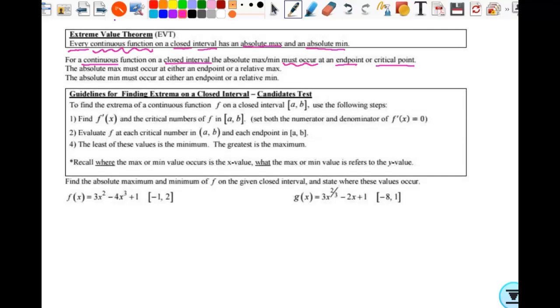Okay? So here's how we find it, and this is called the candidates test, which we will use in future endeavors. So to find the extrema for a continuous function on a closed interval, use the following steps. We find the derivative and the critical numbers, right? So in order to find your critical points, you find the derivative, find the zeros at those points, right? And then we set both the numerator and denominator equal to zero. We evaluate the function at each critical number and each endpoint. Each critical number and each endpoint. The least of these values is the minimum, the greatest is the maximum. Okay, so let's check this out here.